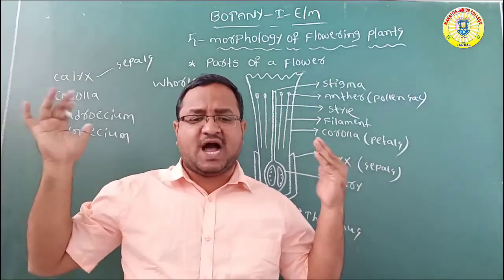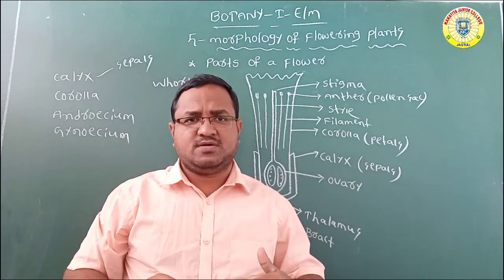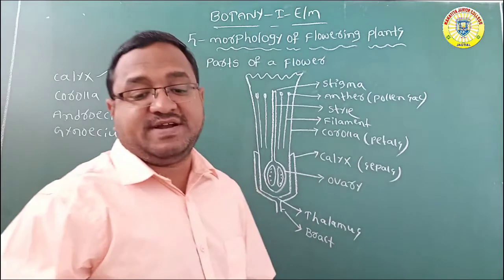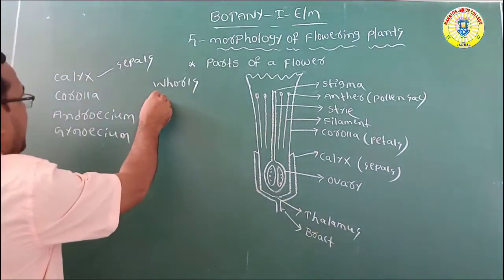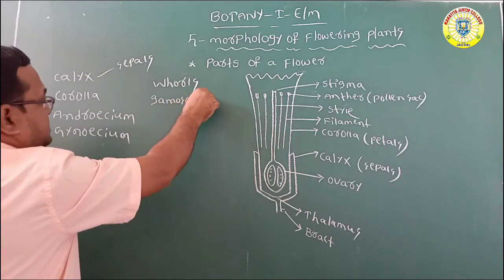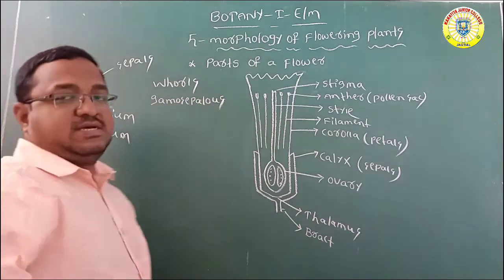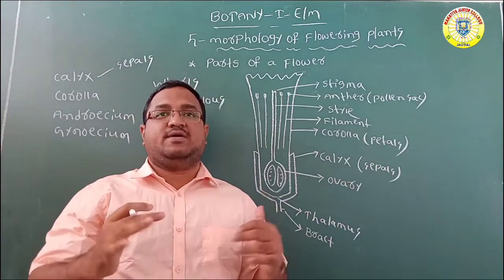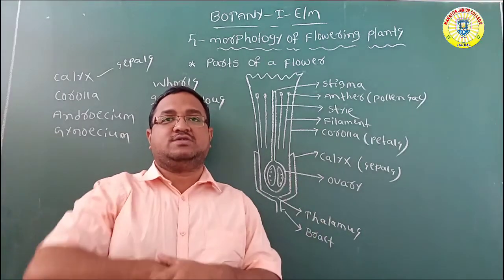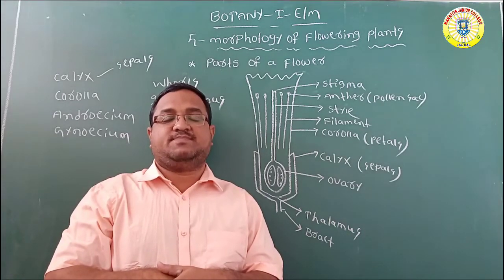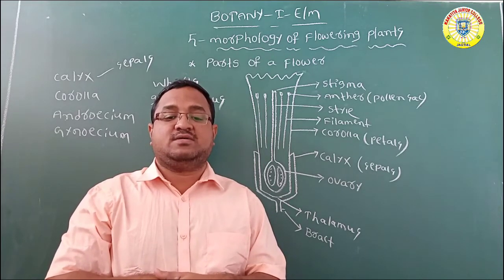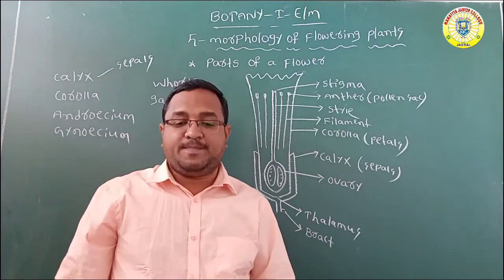Suppose all the sepals are united; that we term gamosepalous. Gamosepalous means all the sepals are joined. For example, if the sepals are separated, that we call polysepalous.